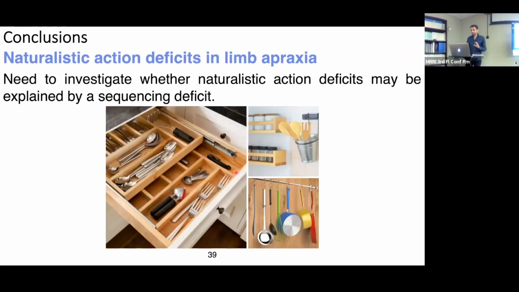This first part was more about single tool use, but we think it's very important that we also consider more daily life or naturalistic situations where participants have to interact with different tools and objects. That was the topic of the second part of the presentation. I think there is a need to investigate whether naturalistic action deficit might be explained by a sequencing deficit.